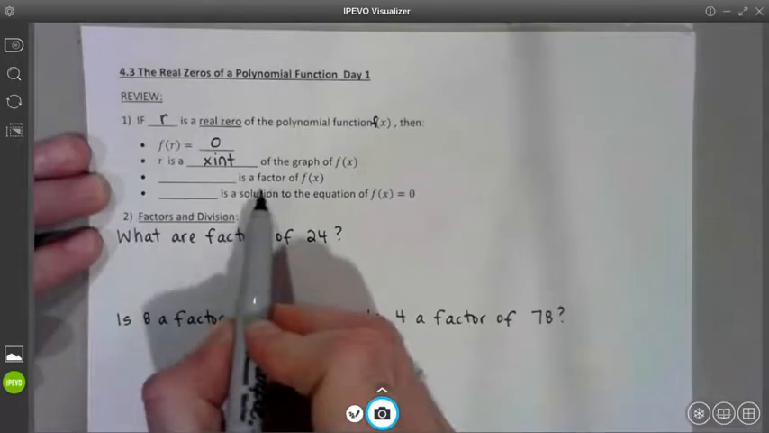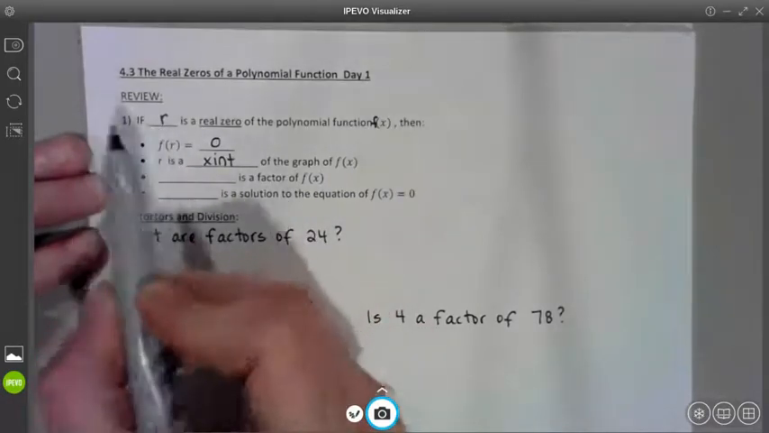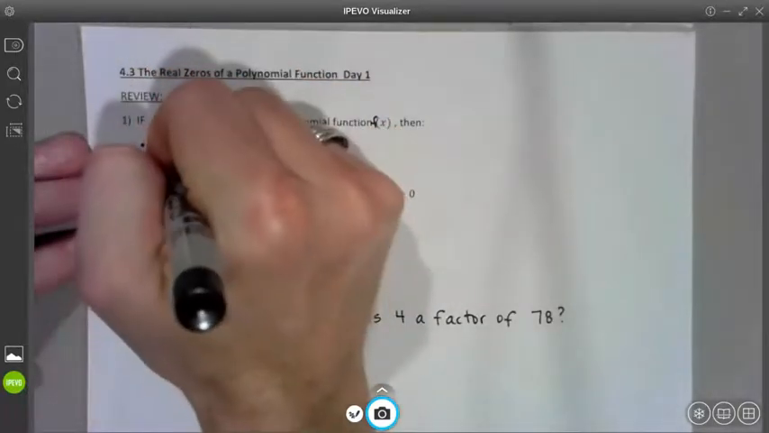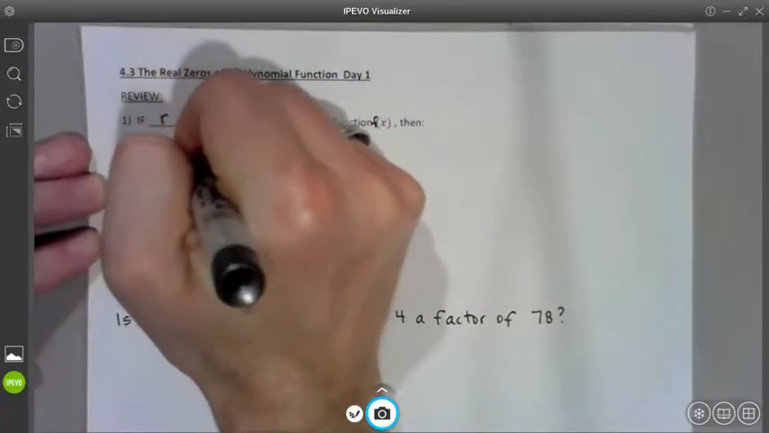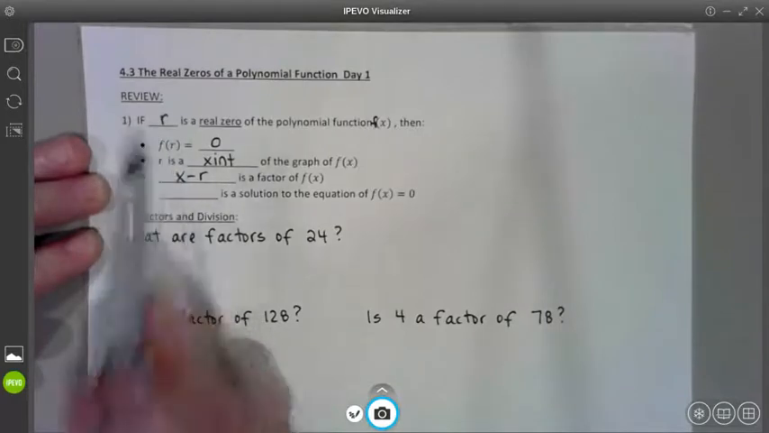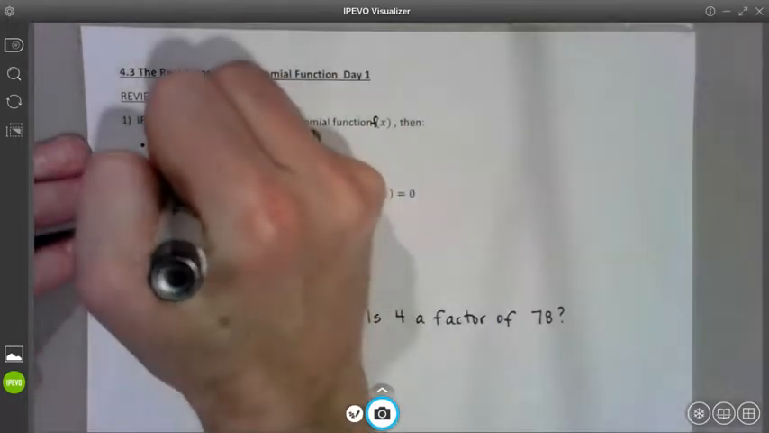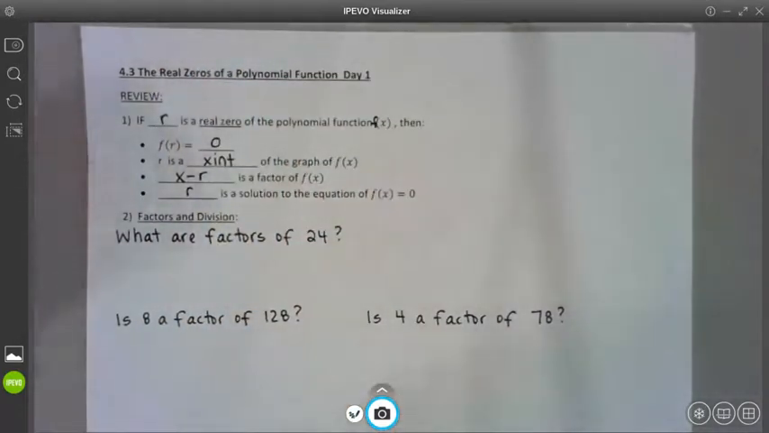Blank is then a factor of f of x. Well, if r is a 0, then at some point we could have written him as a factor x minus r that we would have set equal to 0 and solved for x, and we would have gotten r as our answer, right? And then blank is a solution to the equation f of x equals 0. Well, that's r. R is a solution to that, right? R is going to make that function equal 0. So all of those statements become equivalent once you know r is a real zero of the polynomial function f of x, okay?